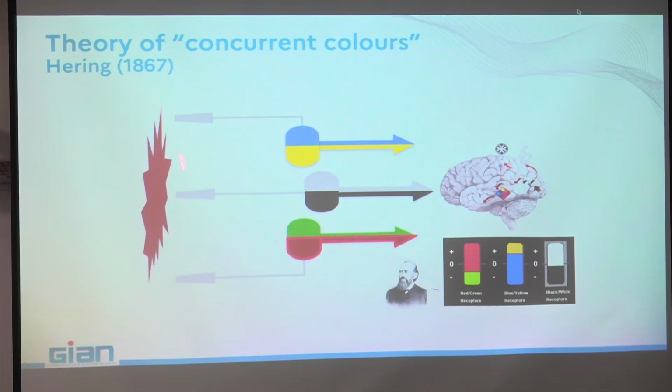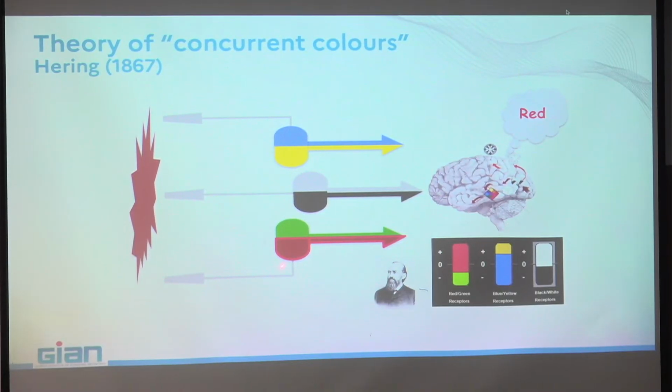If I show green, then this one will activate the red channel, and the brain sees red. And if the red spot disappears, then this part of the eye will discharge, and I will see the opposite. I will see green instead of red. That explains the previous experiment. The problem is, this is 1867.